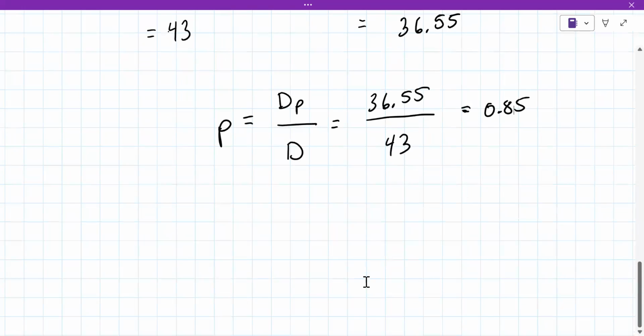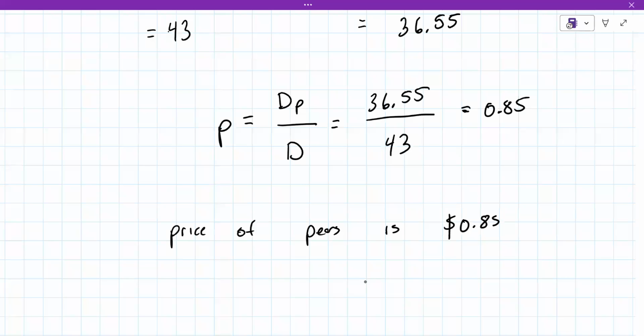So you might write somewhere that the price of pears is 0.85. And that is it. Nice.